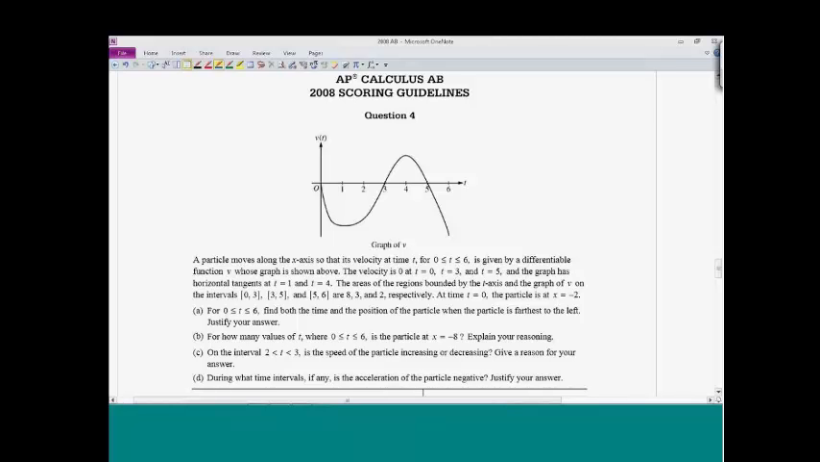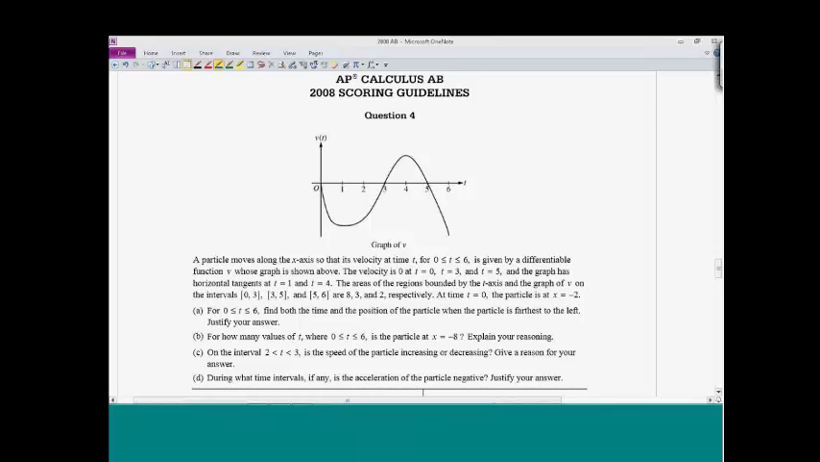They gave a typical particle motion problem where the velocity is given as a graph. So it says the particle moves along the x-axis, so its velocity at any time t from 0 to 6 is given by a differentiable function v whose graph is shown above. The velocity at the various times is 0. They're just describing a graph here.